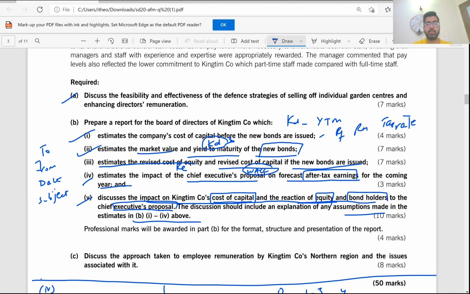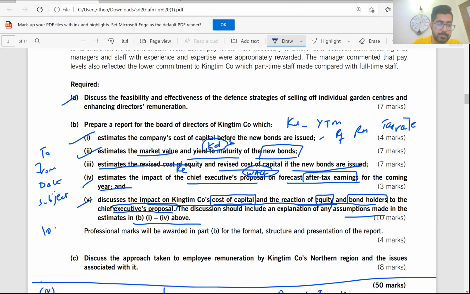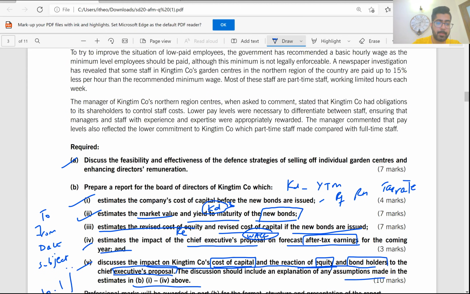So what is the impact of the CEO's proposal on cost of capital? You know that in the first part, the cost of capital you computed was 10.1%, right? But after the proposal, the cost of capital became 10.4%. So that means after the proposal, the cost of capital has risen, primarily because beta equity, the risk factor, has increased from 0.9 to 1.24. That means the risk factor has increased, and this is resulting in an increase in cost of capital.